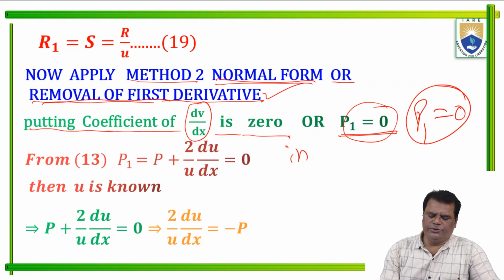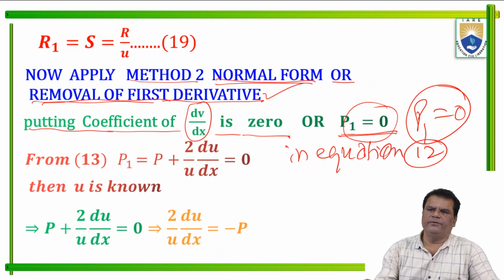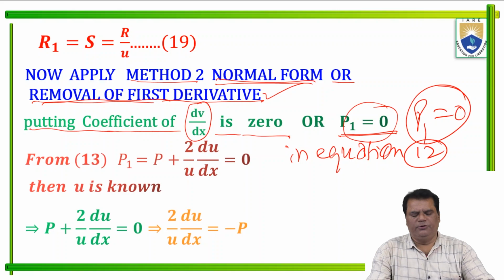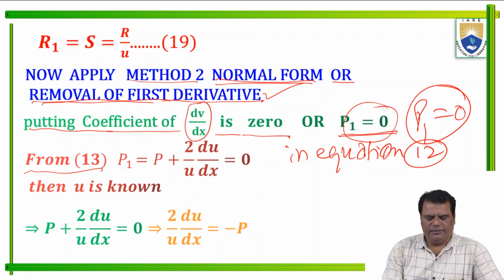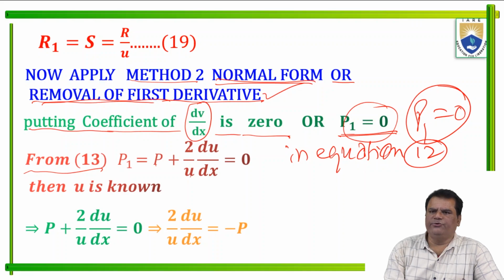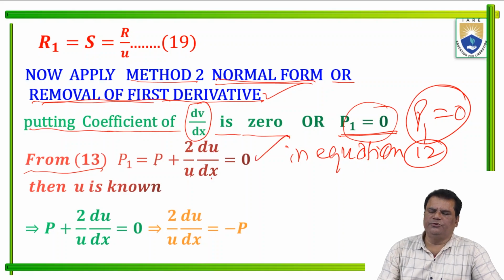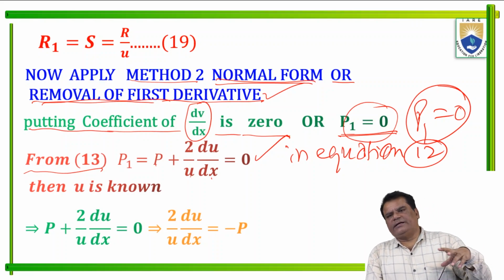In equation 12, putting P1 equal to 0. From equation 13, P1 is given in equation 13, so P1 must be 0 here. It means P plus 2u dv over dx equal to 0. If we put P1 equal to 0, then the method applies.